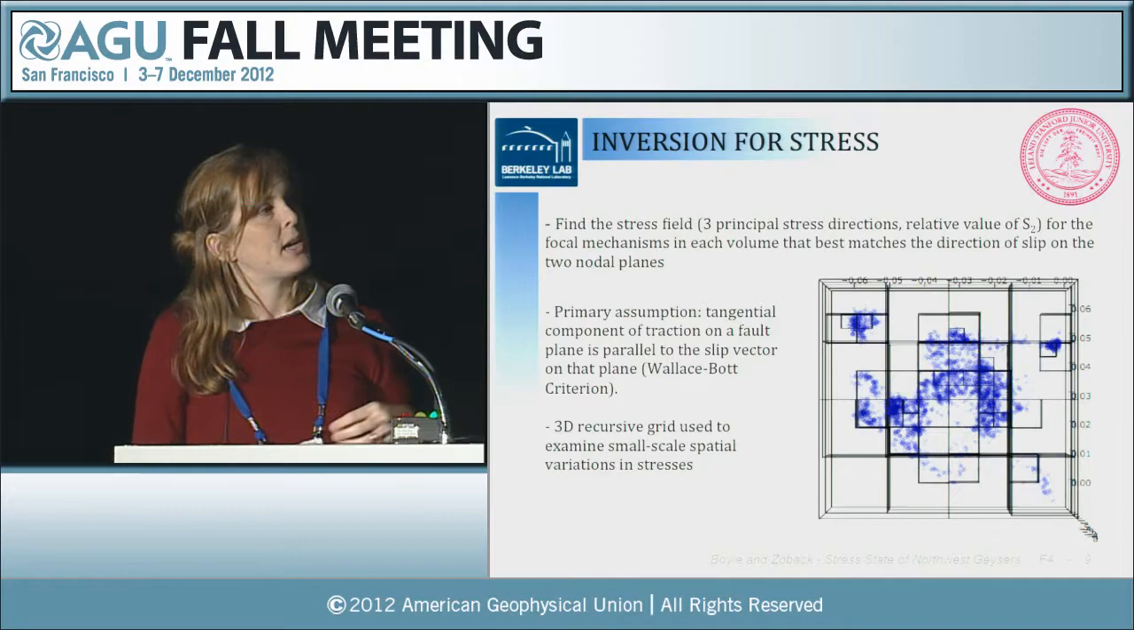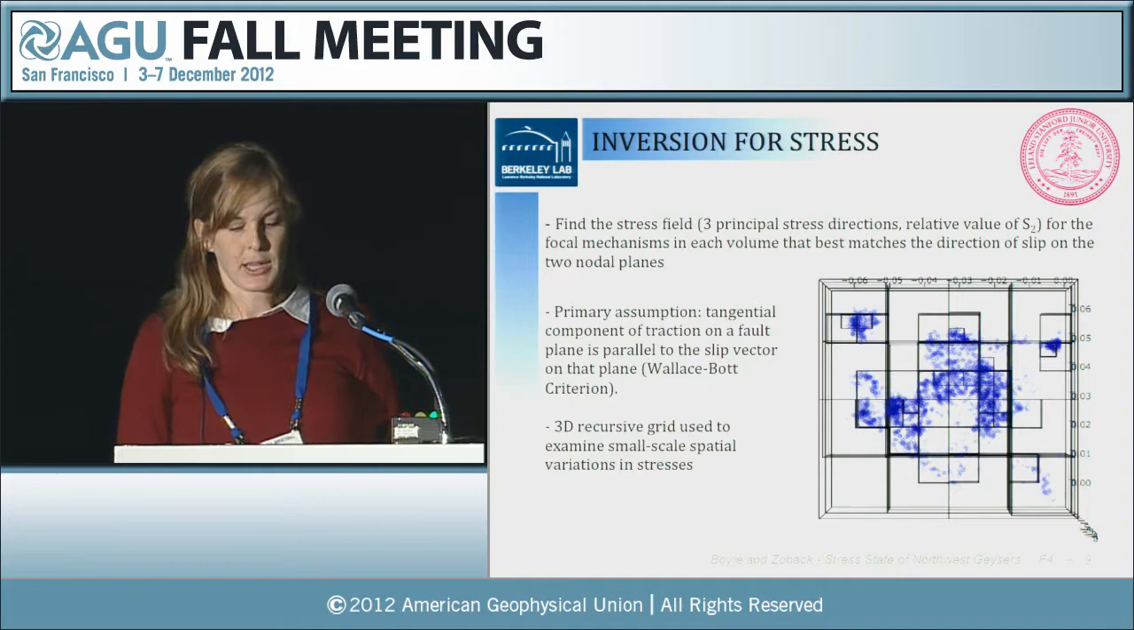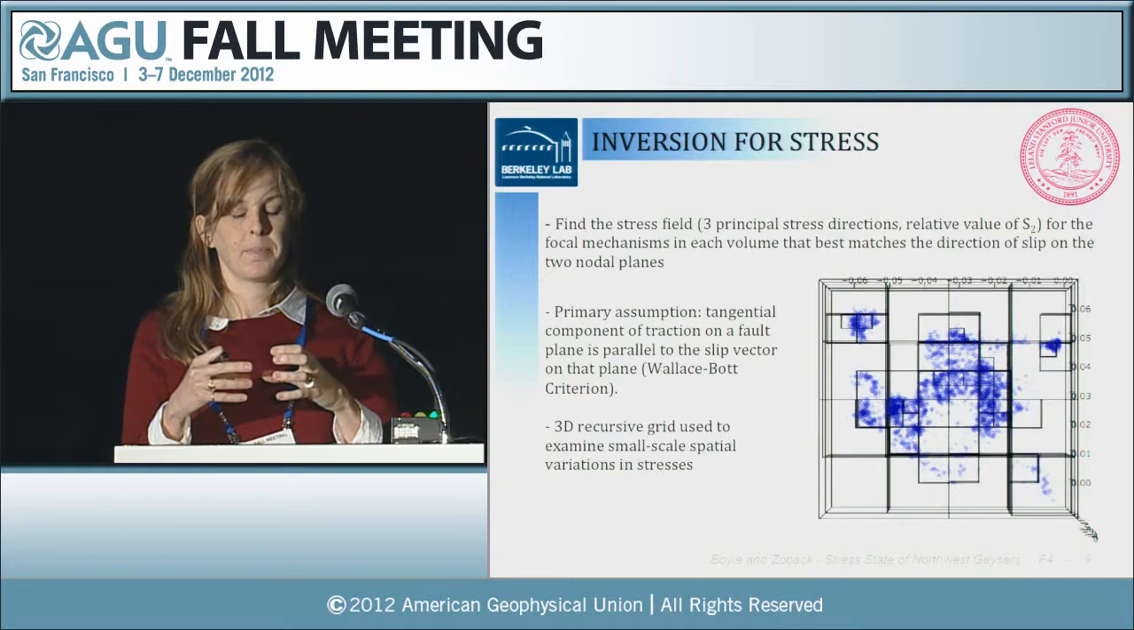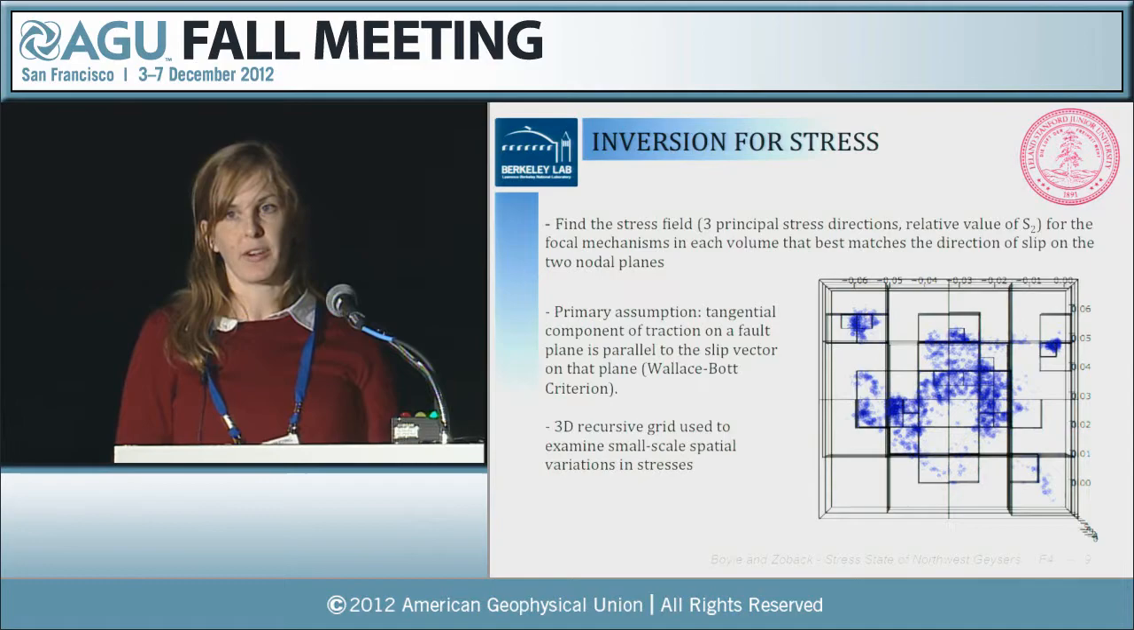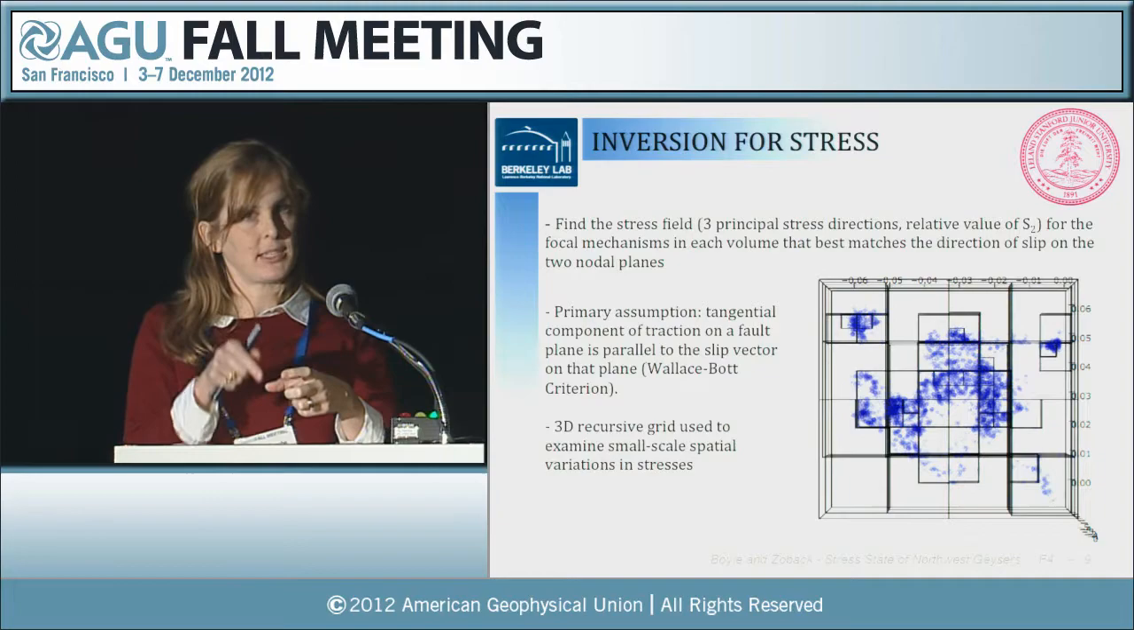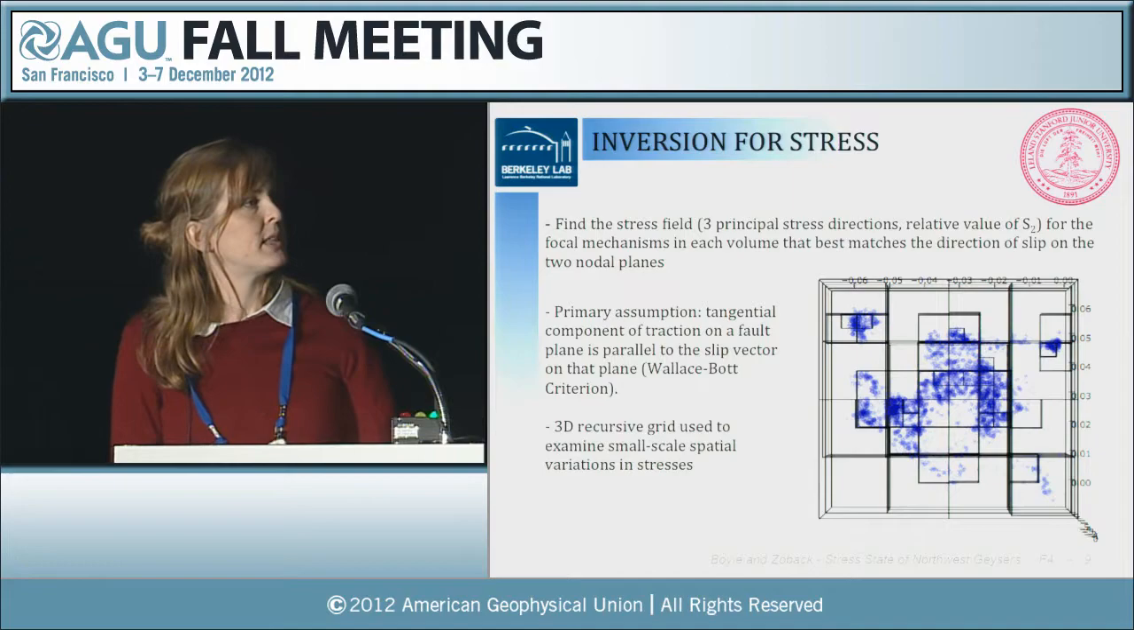What I mean by recursive grid is that we take a single grid block and put all of the earthquakes inside that grid block, and we divide it into eight. If each of those eight pieces contains 25 events, we carry out a stress inversion. That piece can be subdivided again into eight pieces, and we carry out stress inversions in those. We keep doing this until the very smallest grid block doesn't contain 25 events anymore.